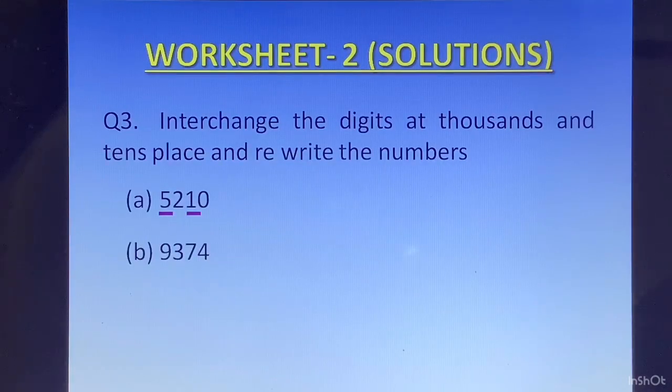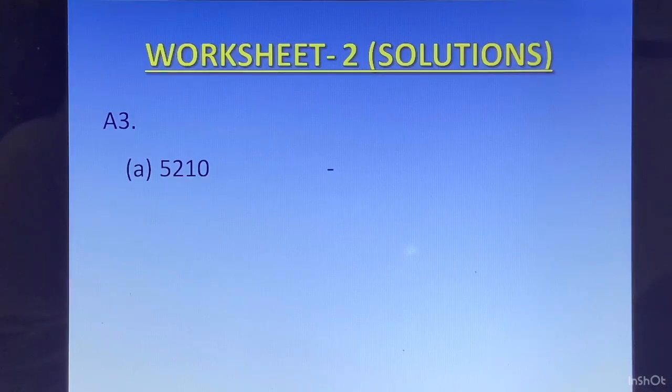Question number 3. Interchange the digits at the thousands and tens place and rewrite the numbers. I had discussed the first one with you. 1 is at the tens place and 5 is at the thousands place. So we have to interchange these places, that is 1 will come in the thousands place and 5 will come in the tens place. So the number will be 1250.